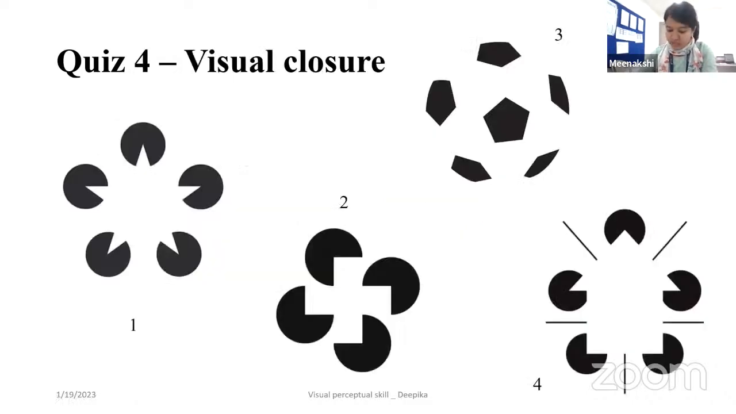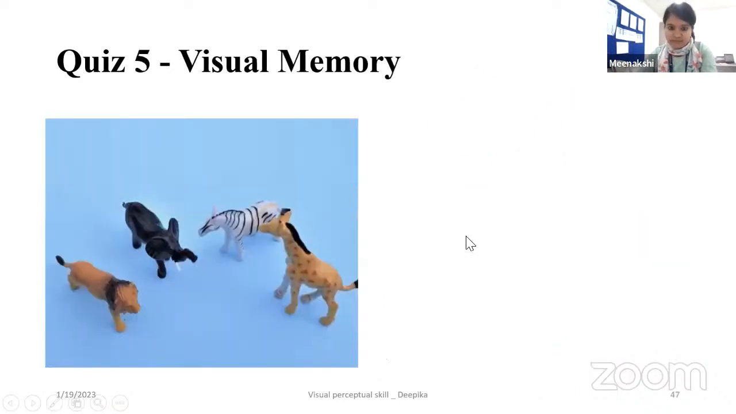The fourth quiz is visual closure. I guess many of you have answered correct for the visual closure. The first image portrays the star. The second image is actually the plus, not the square. The third one is actually the ball. The fourth one is the upward arrow mark.